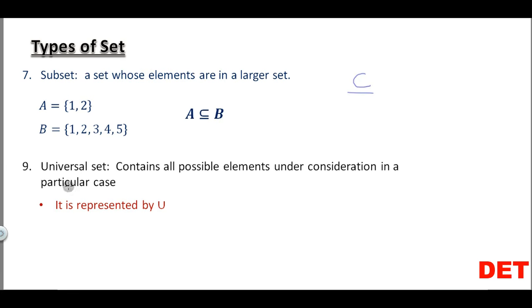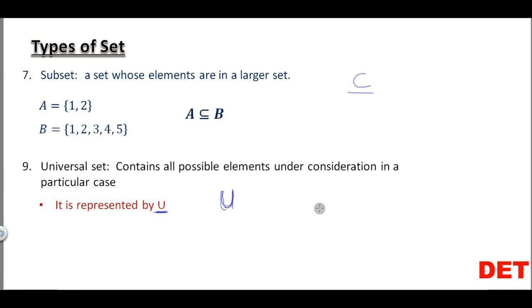Then let's look at the last set that we'll be looking at here, which is the universal set. A universal set is a set that contains all the possible elements under consideration in a particular case. It's very important that you know that a universal set is represented by this symbol, U. So this U stands for universal set.